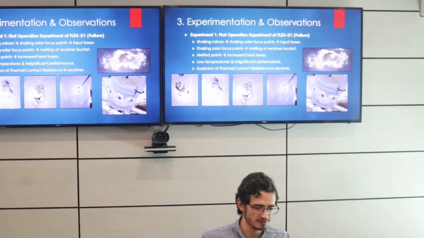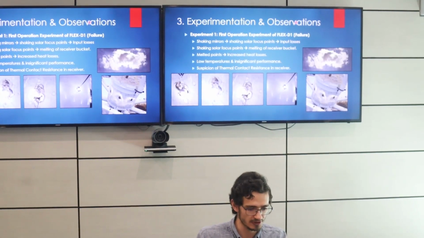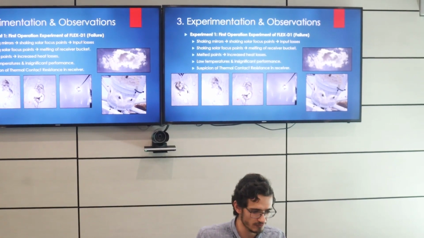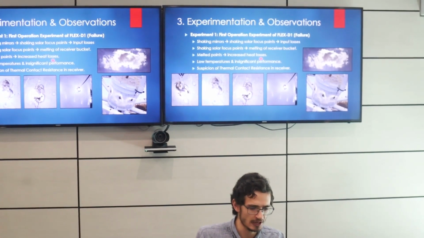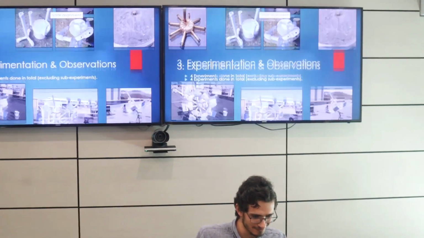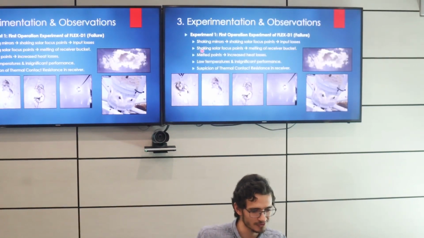Experiment 1 was then the first operational experiment of FlexD1, and it was considered a failure. This is because the winds caused the mirrors to shake around, leading to shaking solar focus points and ultimately to input losses, as well as to the melting of a receiver bucket, as shown in the figures below. This then further led to increased heat losses, and ultimately all of this led to low temperatures and an insignificant performance.